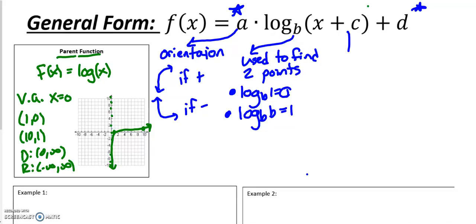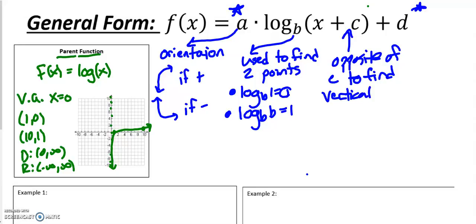Inside, we know that we always take the opposite, so that's no different. We still take the opposite of c, and that is going to be to find the vertical asymptote. So if we want to find the vertical asymptote, we take the opposite of the c value.